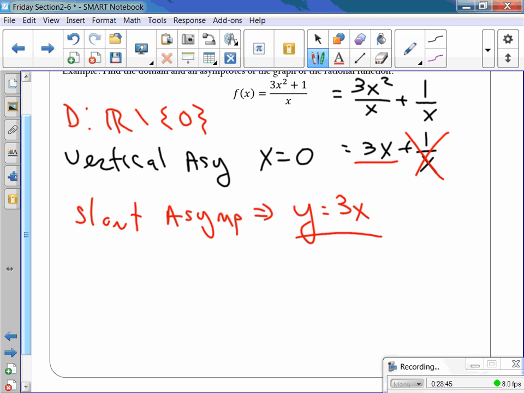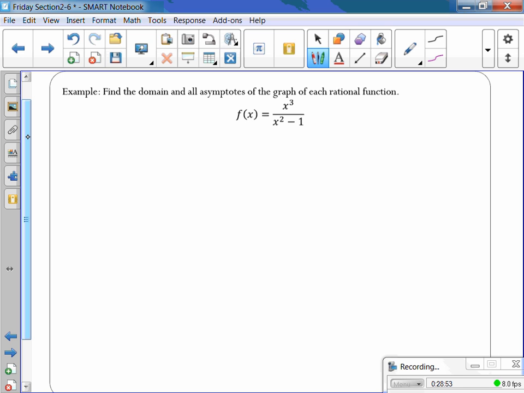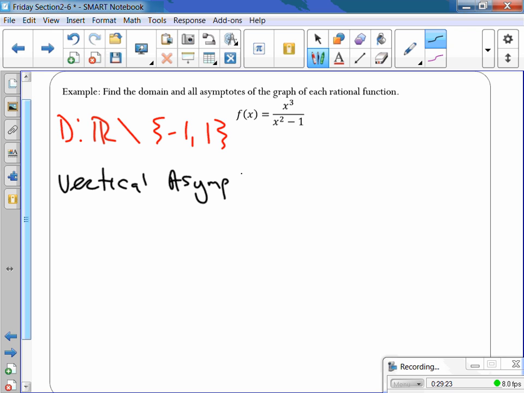All these domains are looking very similar. I just now realized it. Domain, all real numbers except for 1 and negative 1. There are no common factors. The vertical asymptotes are x equals negative 1 and 1. Don't forget the x equals, folks, because the asymptotes are lines.